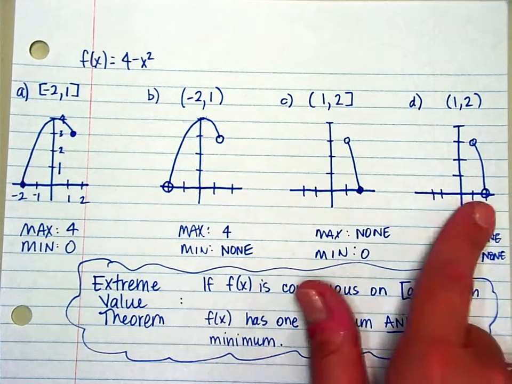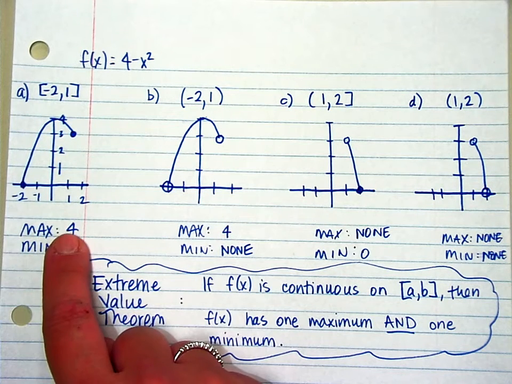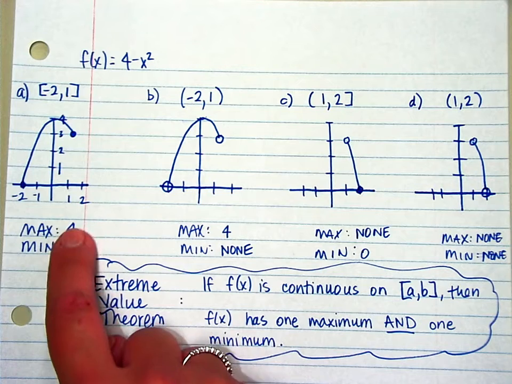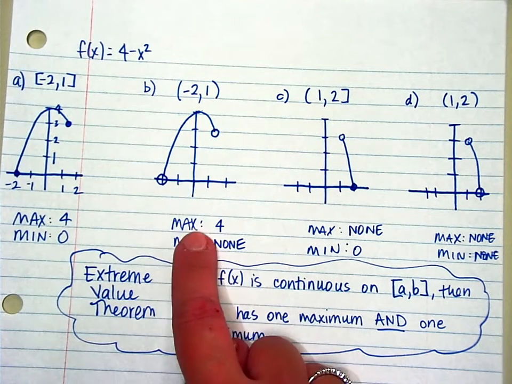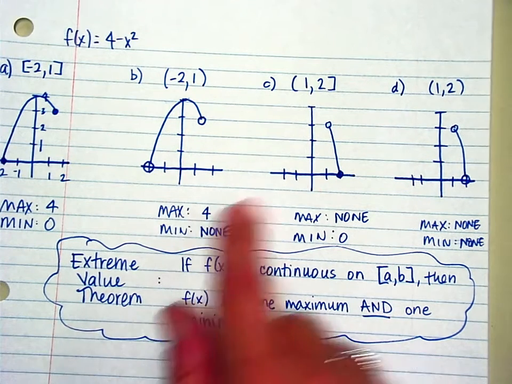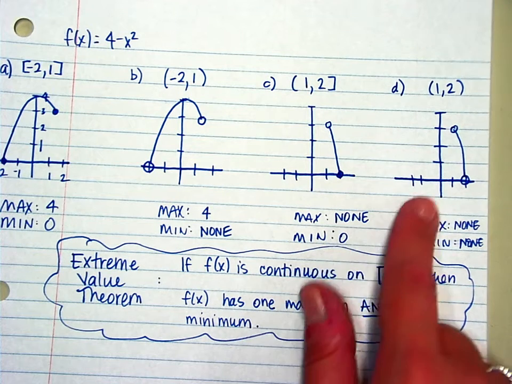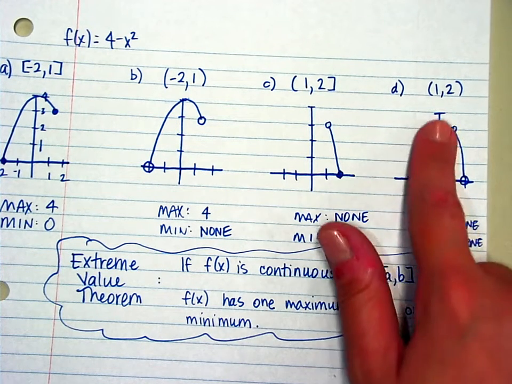We listed the max and the min for each picture. So the max here is 4, the minimum value is 0. Again, we're referring to the y values, how high it gets and how low it gets. And then the max here is 4, but now it has no minimum because of this hole at -2. So we say none there. C has no max, but it does have a min of 0. And D has neither a max nor a min because both endpoints are open.